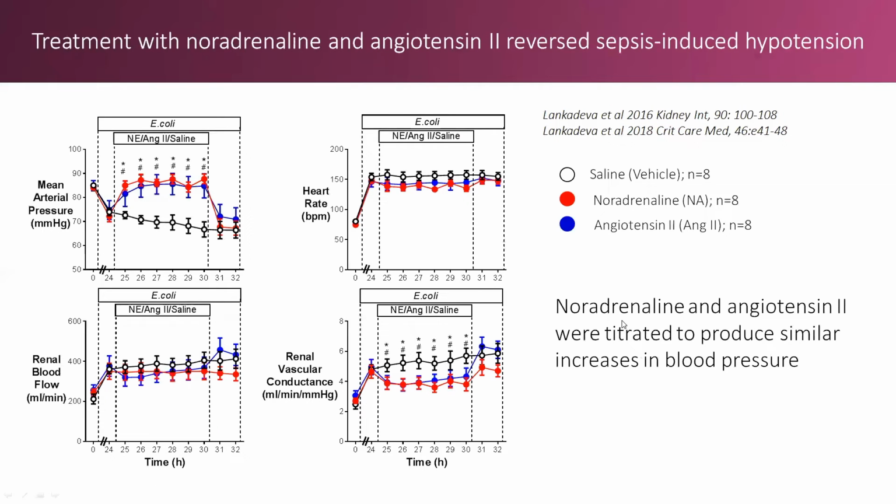Now moving on to resuscitation with noradrenaline and angiotensin. Noradrenaline is shown in the red circles, angiotensin in the blue circles. We see that both these vasopressors were effective at restoring blood pressure back to baseline levels during the 6-hour infusion. They had no significant effects on heart rate or total kidney blood flow, but they induced renal vasoconstriction, at least at the whole kidney level.